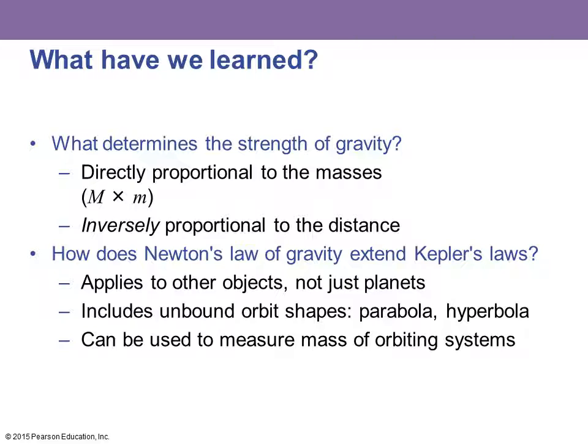And how does Newton's law of gravity extend Kepler's laws? Well, they apply to other objects, not just planets. You can have different orbit shapes, and the laws can be used to measure the mass of orbiting systems. As we'll see later, we not only have measurements or calculations of objects now moving around the sun that we're recently discovering, but now we're looking at other solar systems and understanding more about planets revolving or orbiting other stars.